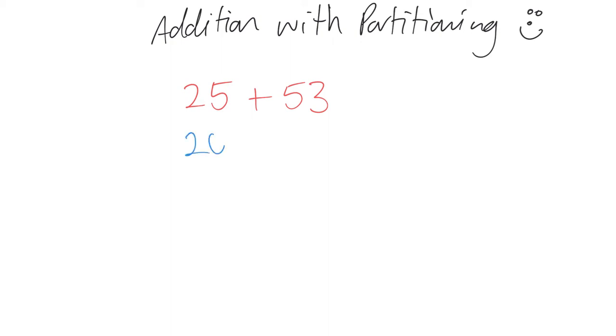25 is 20 plus 5, and 53 is 50 plus 3. So you'll recognise this as expanded notation. 20 and 5 is the same as 25, and that's being added to 50 and 3, which is 53.